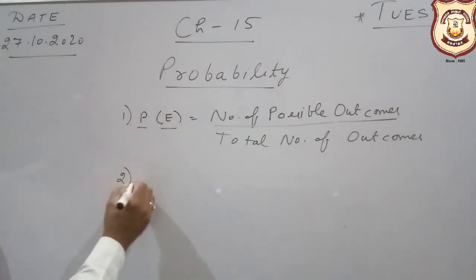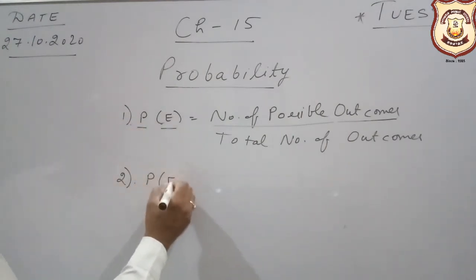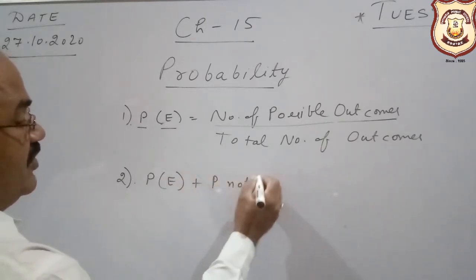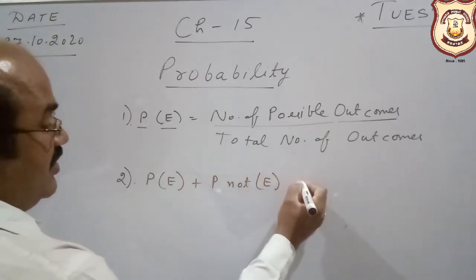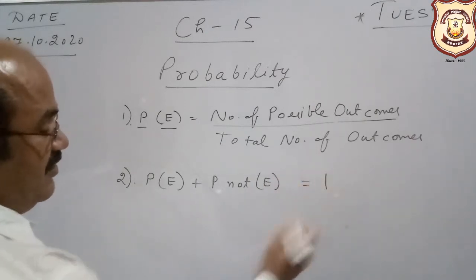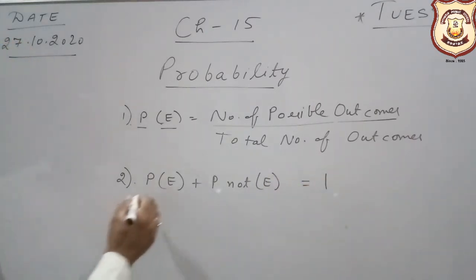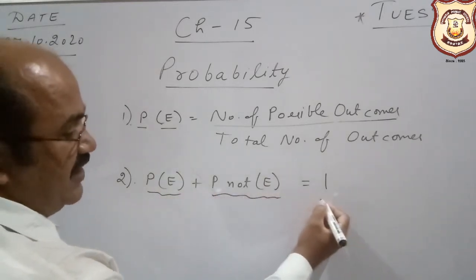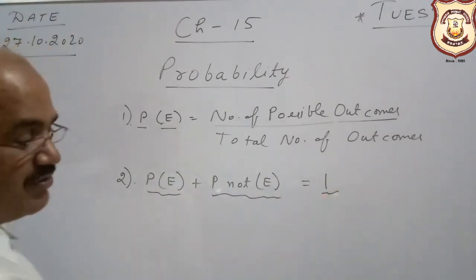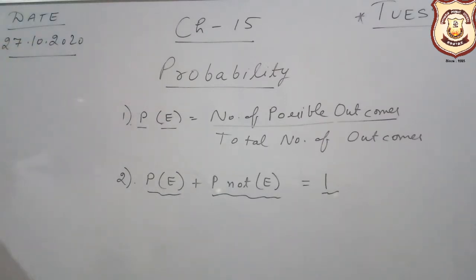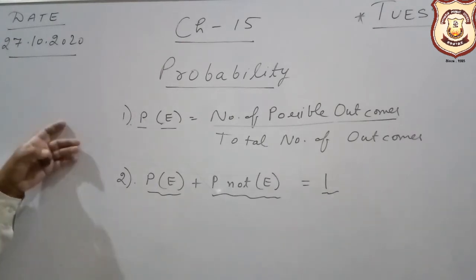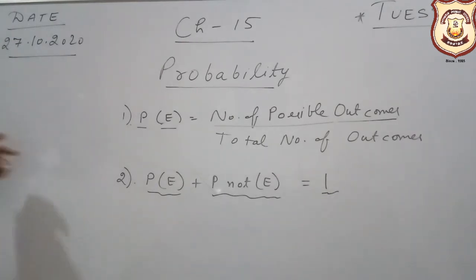Second formula: P(E) plus P(not E) is equal to 1. Probability of any event plus probability of not of any event is equal to 1. So these two formulas will be used in this chapter.